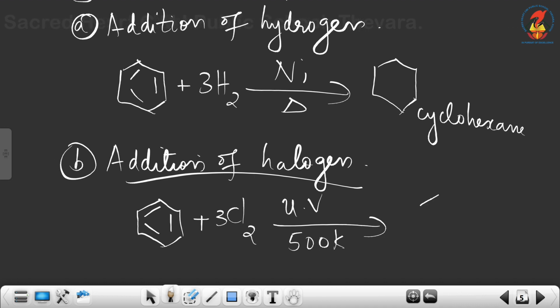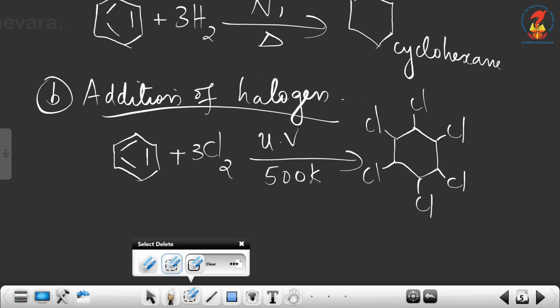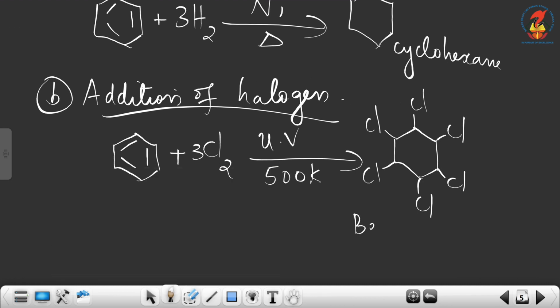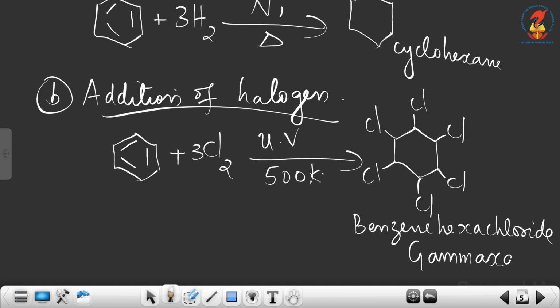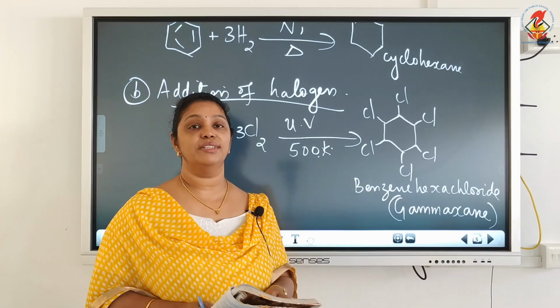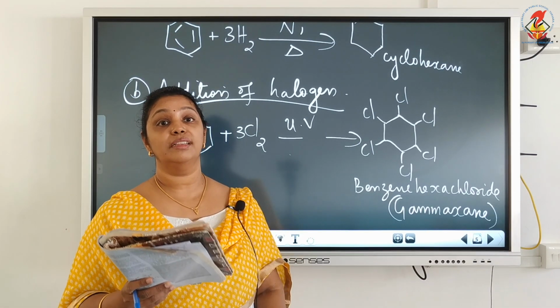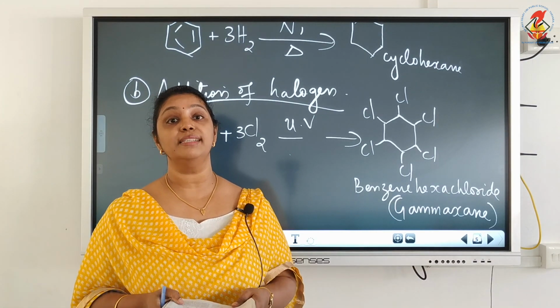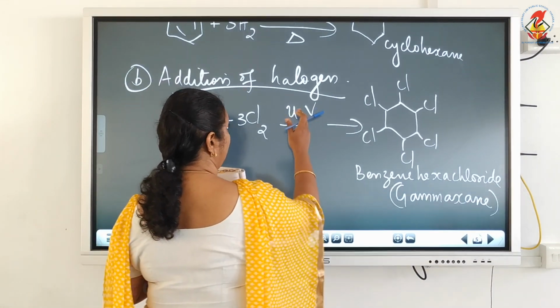The 3 double bonds break and chlorine will add to benzene ring. And the name of this compound is benzene hexachloride, or this is also called gammexane. So these are the 2 addition reactions given by benzene. Now the third chemical property of benzene is combustion. So Roman numeral 3.